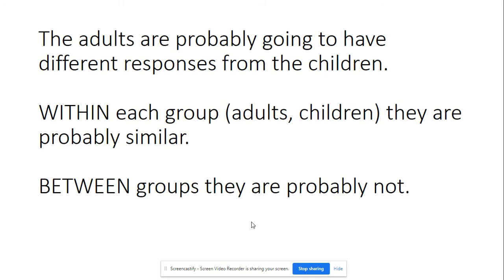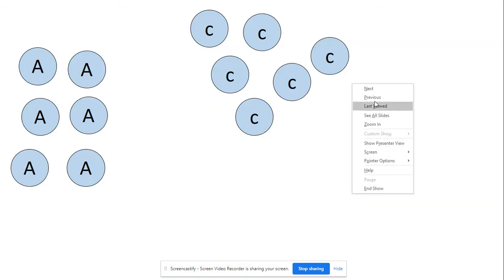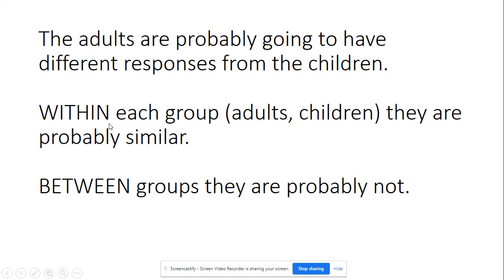Within each group, so within adults and within children, they're not going to be exactly perfect, obviously, but adults are going to have similar opinions on TV shows, as opposed to children, who then have similar viewing habits within children. So that's a big thing here: within versus between. Within the groups, they're similar. Adults are similar to other adults. Children are similar to other children. Between groups are probably not. So we think that children are different than adults.